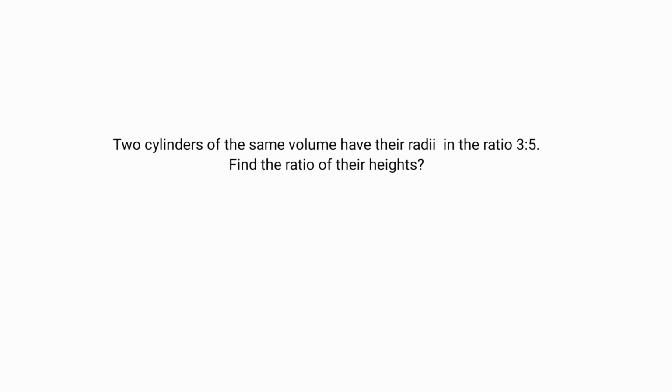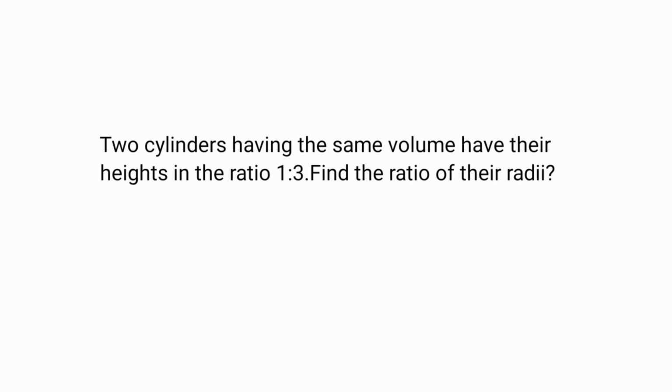Take the square. So it will be 9 is to 25. So the ratio of their heights will be, you have to interchange that. That is 25 is to 9. So the answer will be 25 is to 9. This question can be asked in other way. That is, ratio of the heights will be given. Then you will be asked to find out the radii.